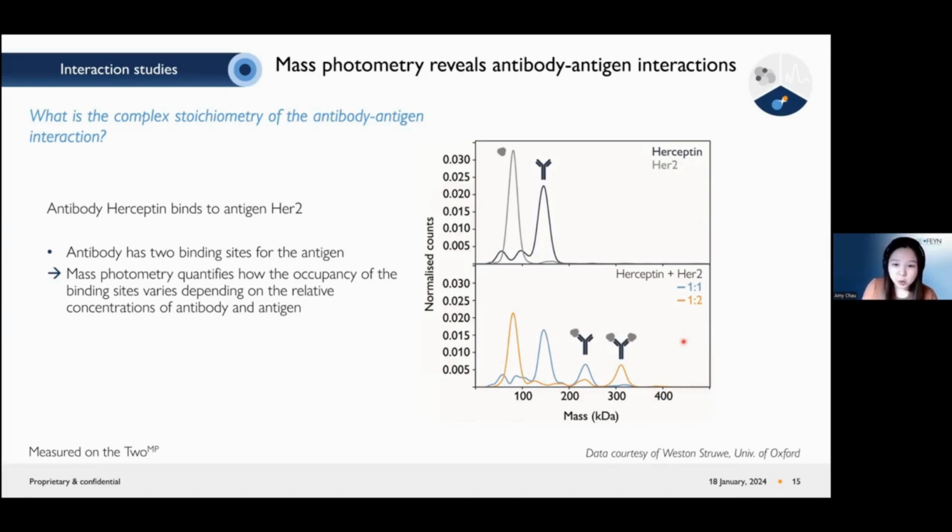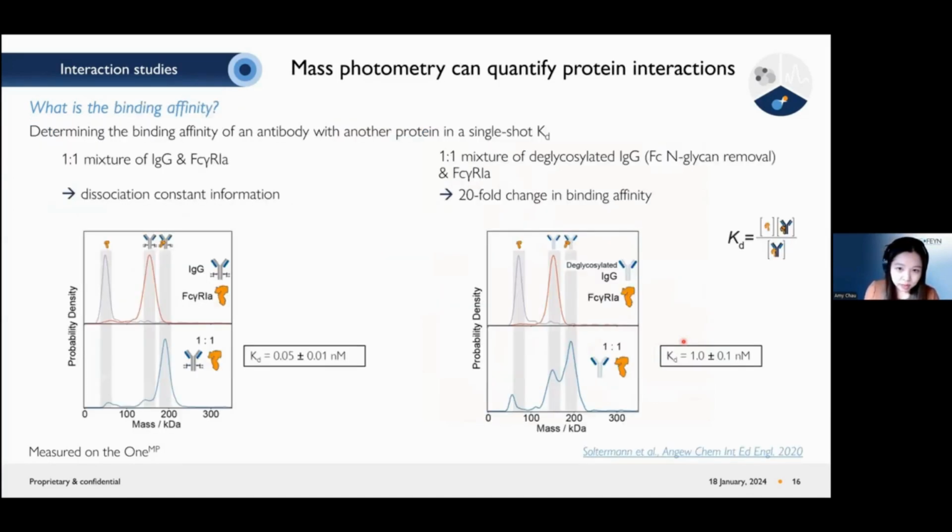We can explore this further by, say, engineering a mutant version of this antibody and determining how these occupancies change based on the concentration. This also brings us to another aspect of protein interactions, which is to quantify binding affinity. We can determine binding affinity by doing single-shot KD measurements.